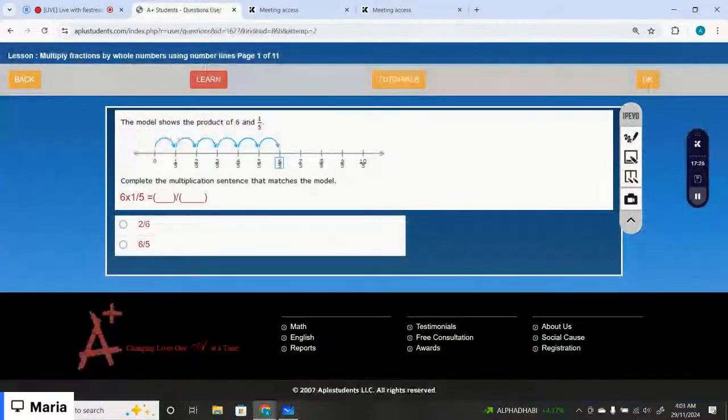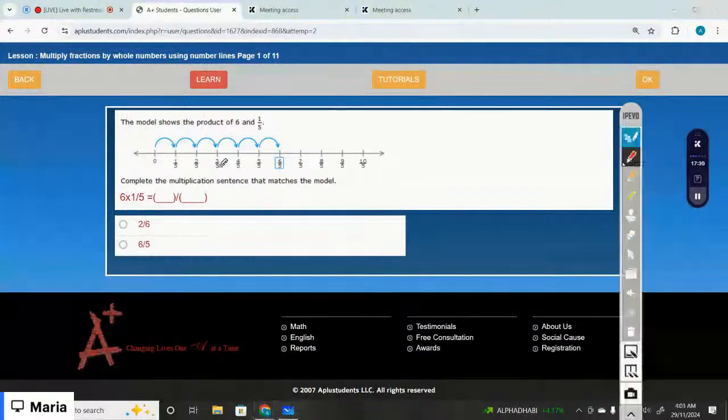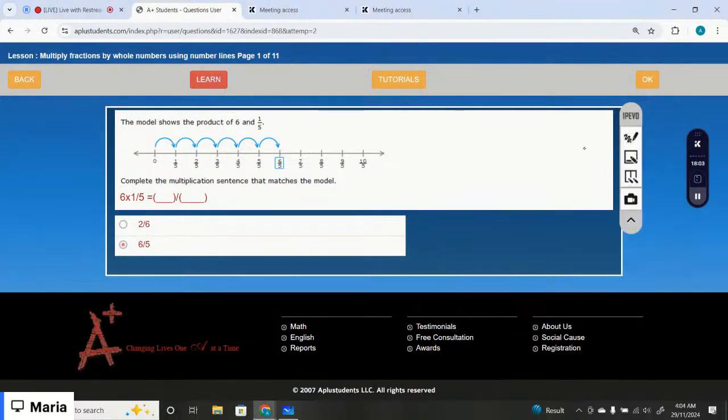The model shows the product of 6 and 1 by 5. So 6 times 1 by 5 equals, you have to see the number line. You ended up on 6 by 5, right? So that is 6 times 1 by 5 equals 6 by 5. 6 times 1 by 5 is 6 by 5. Option number 2 is the correct option.